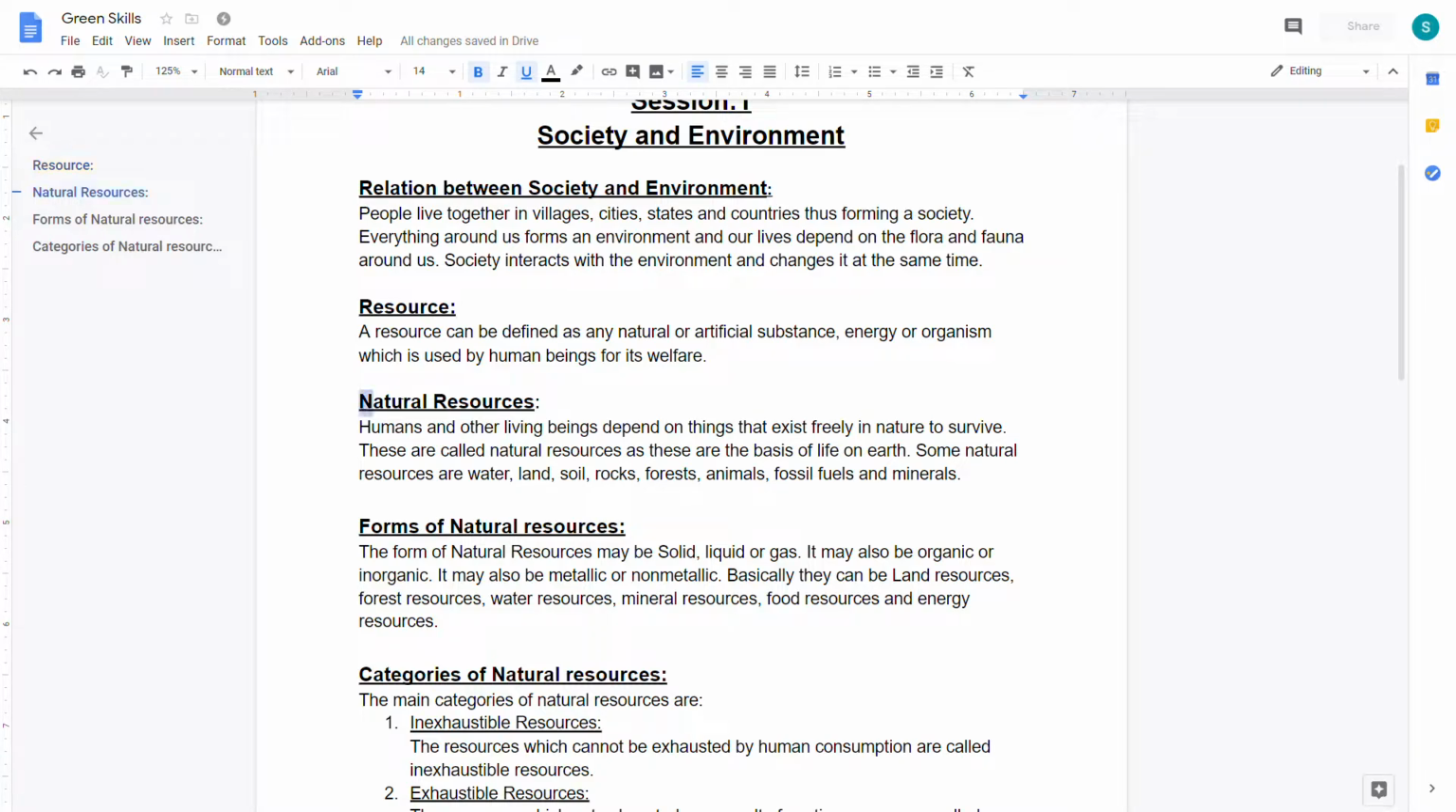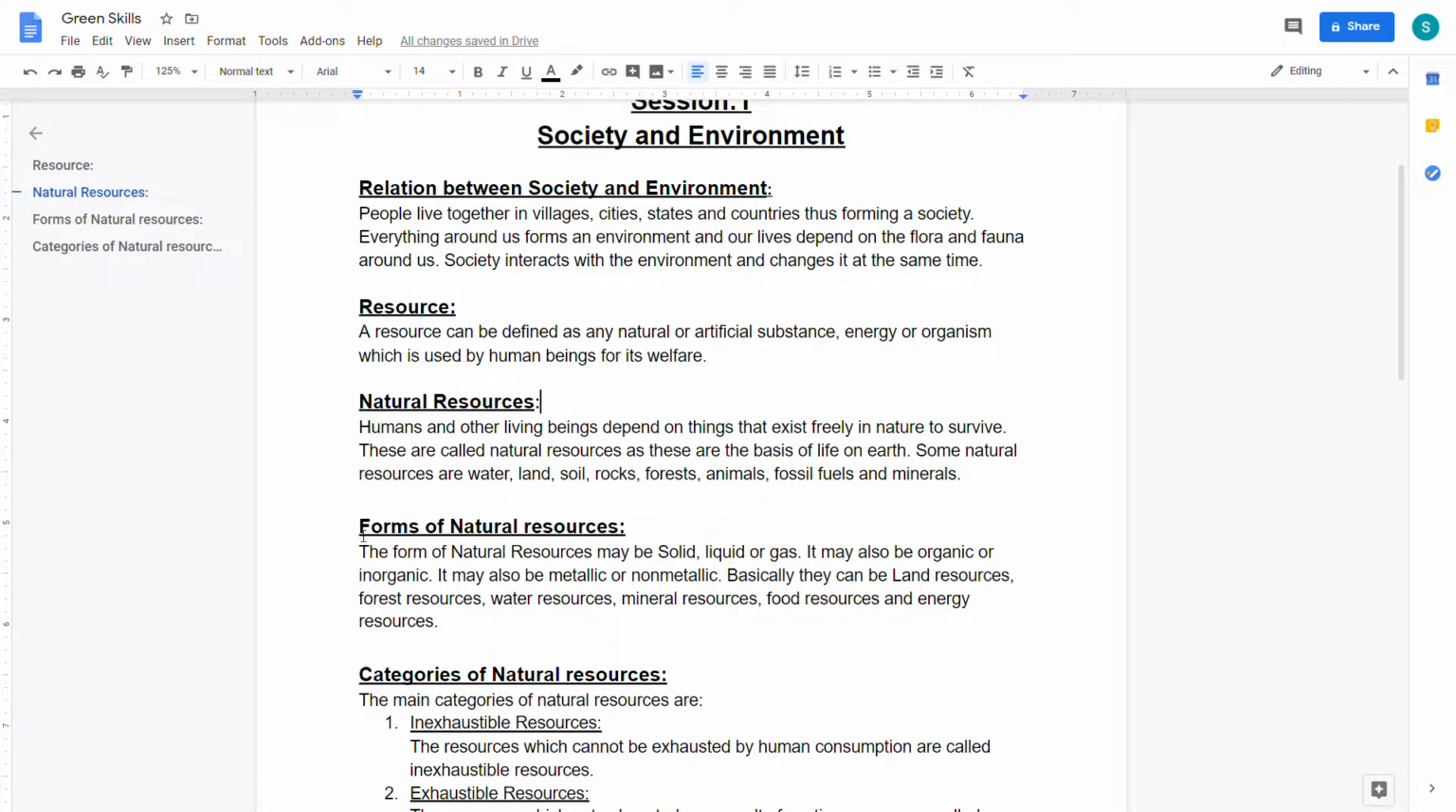What are natural resources? Humans and other living beings depend on things that exist freely in nature to survive. These are called natural resources as these are the basis of life on earth. Some natural resources are water, land, soils, rocks, forests, animals, fossil fuels, and minerals. We use these natural resources to survive and also to function properly.